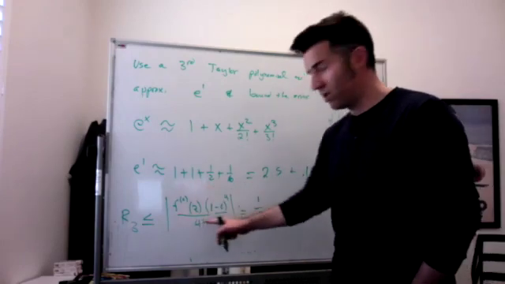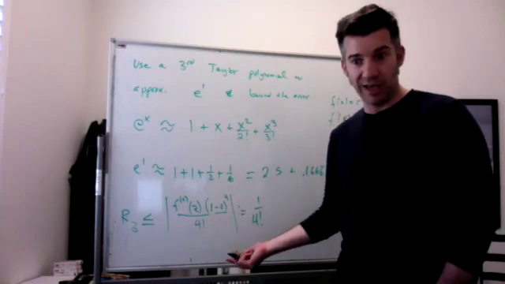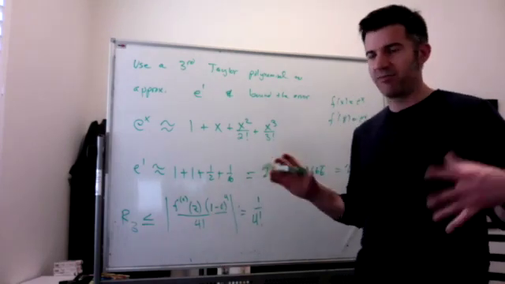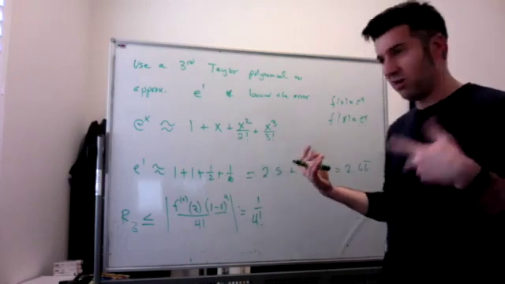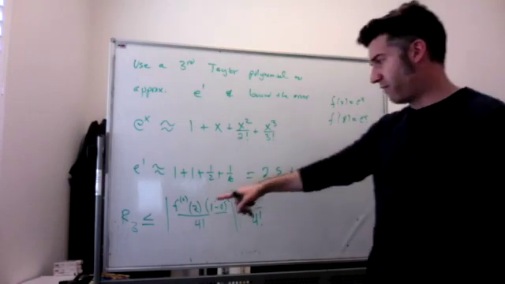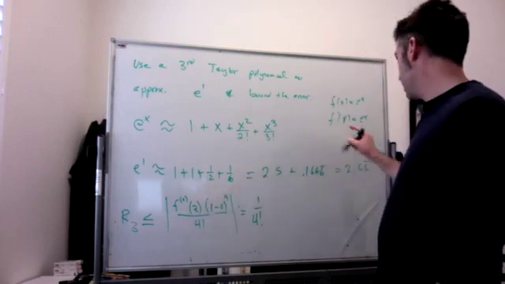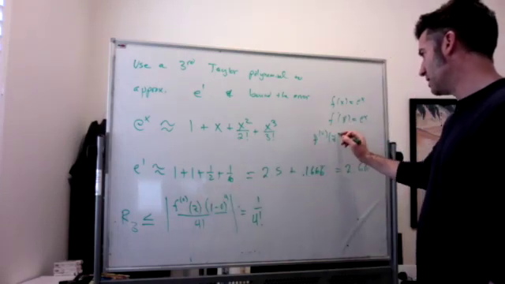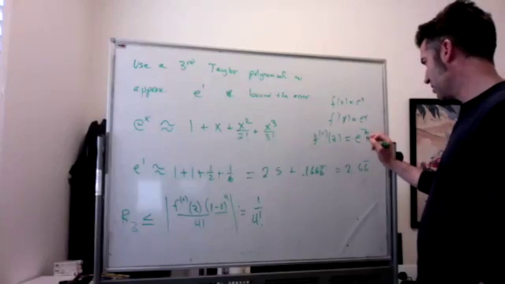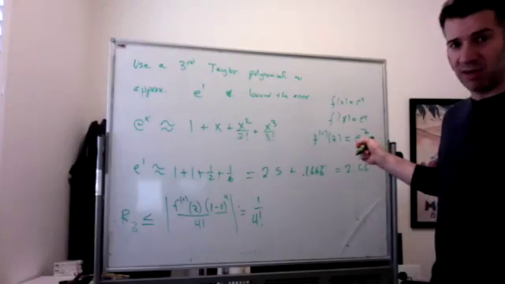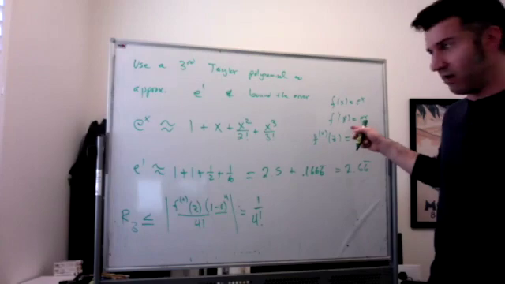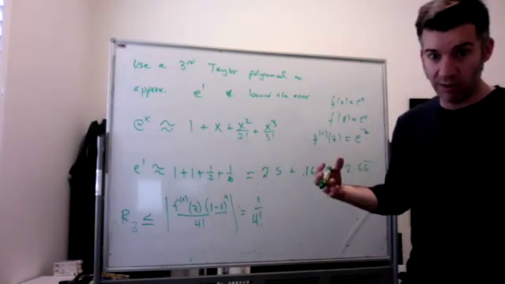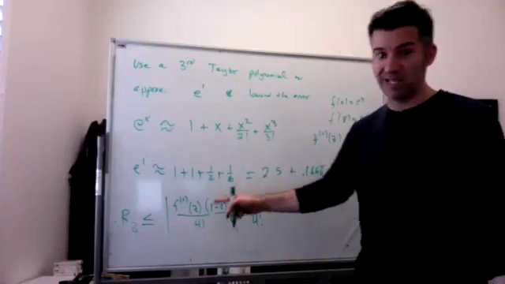And then we have to figure out what's the bound on e to the x. Well, this is where things get kind of self-referential. The fourth derivative is e to the x. So the fourth derivative at z is e to the z. So what's the biggest this can be? Well, where does z have to live? In this problem, z lives between 0 and 1 because the center is 0 and x is 1.